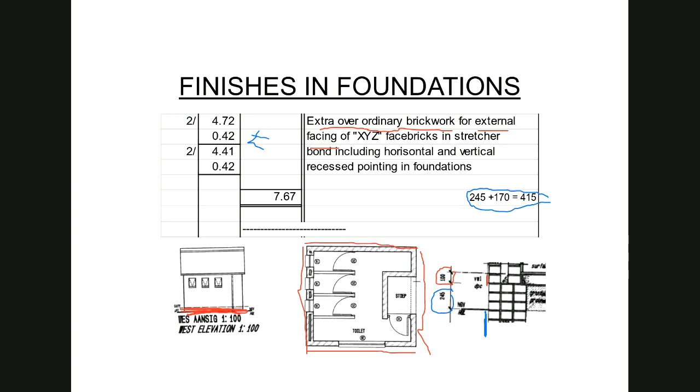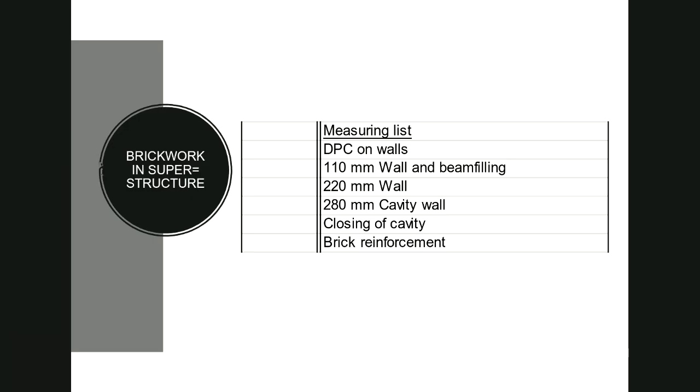I'm stating that it is stretcher bond, and I'm stating that the pointing is horizontally and vertically finished in a recess, and I'm also stating that this is in foundations. So by stating that all of this is in foundations, of course, you have now indicated that all the work that we have done up until now is remeasurable because it is measured in foundations. So when you get onto site and the work is actually executed, you can physically measure the true measures and do the adjustment accordingly. Okay, so now we can move on to the brickwork in superstructure.